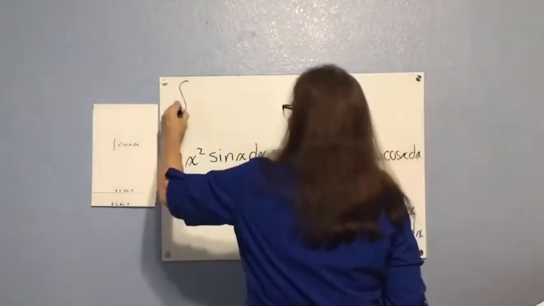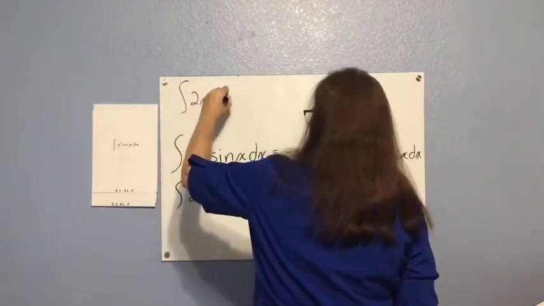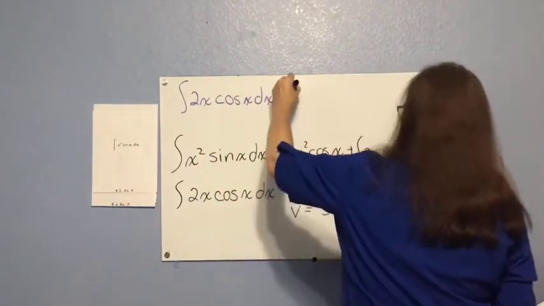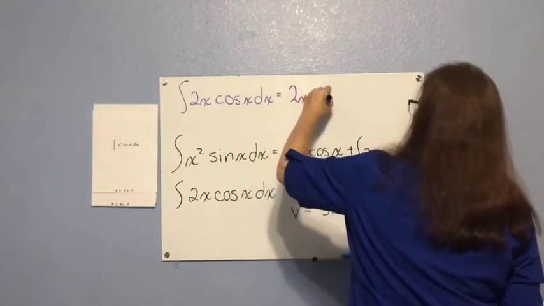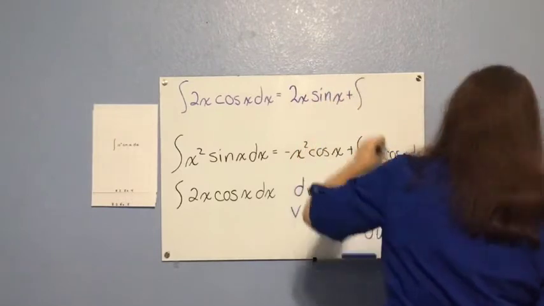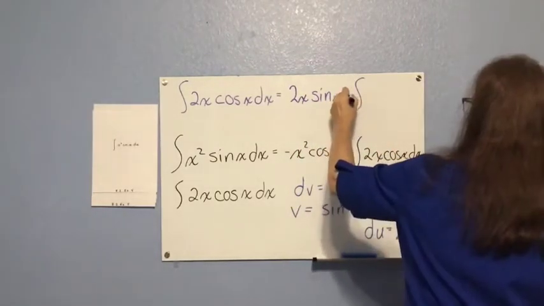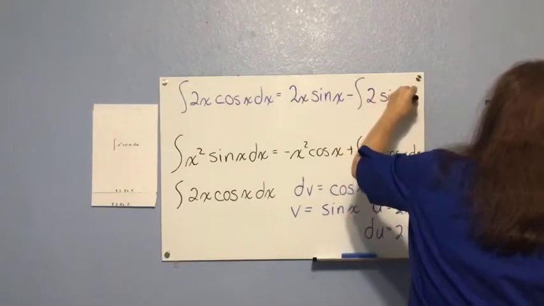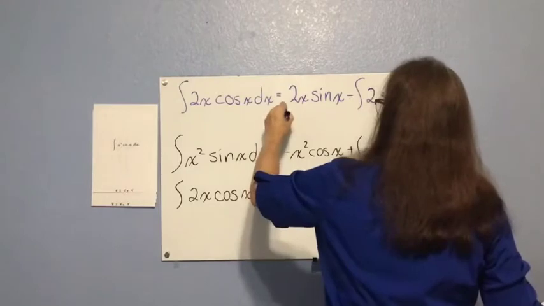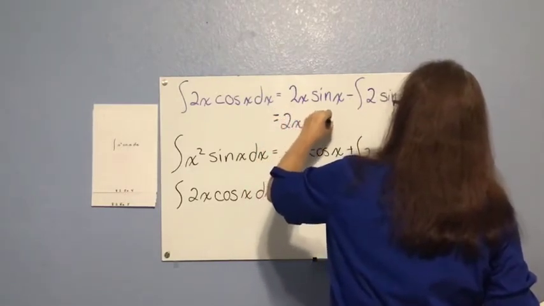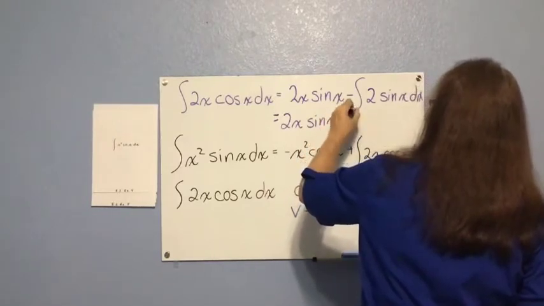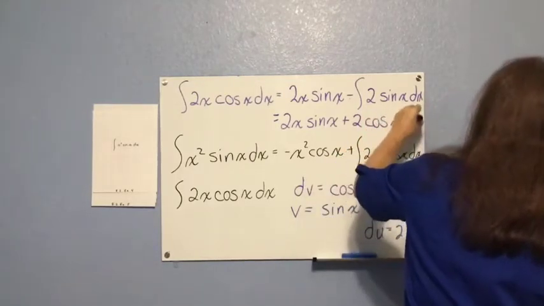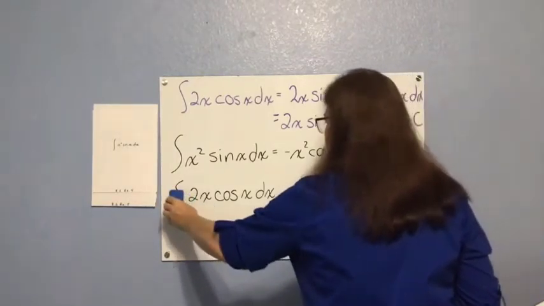Okay, now if we integrate this by parts, the integral of 2x cosine x dx is equal to u times v, so 2x sine x minus the integral of 2 sine x dx, which gives us 2x sine x plus 2 cosine x plus our constant.